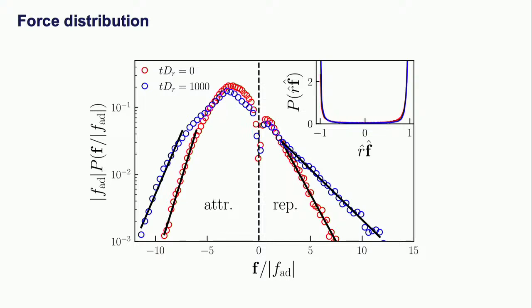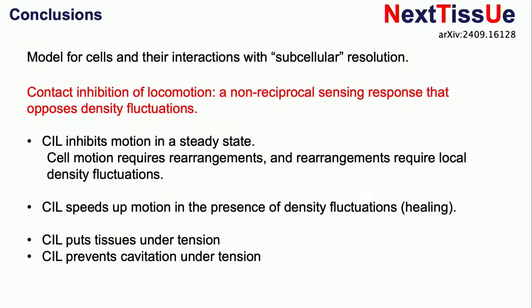So in any case, what I just want to highlight is that possibly this model might open up a more detailed description of the mechanics of tissue. So I would like to close. Essentially what we have been doing here is that we have introduced a model for cells and their interaction with a little bit of subcellular resolution. We model a little bit more precisely the membranes. And what we have seen is that the key ingredient that gives rise to a new phenomenology in this model is contact inhibition of locomotion.